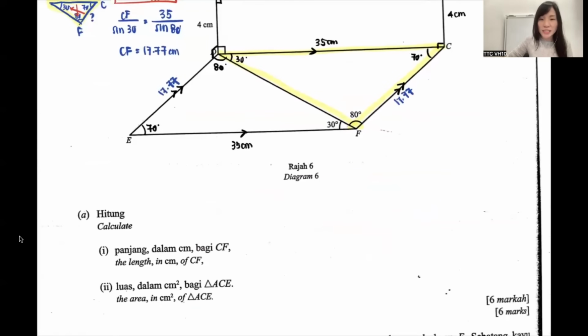Find the area of ACE. Normally, I'll look at the marks. You see the marks is 6 marks. So just now that one was so short, I think 2 marks only. So this one is worth 4 marks. This one should have a lot of work, okay?